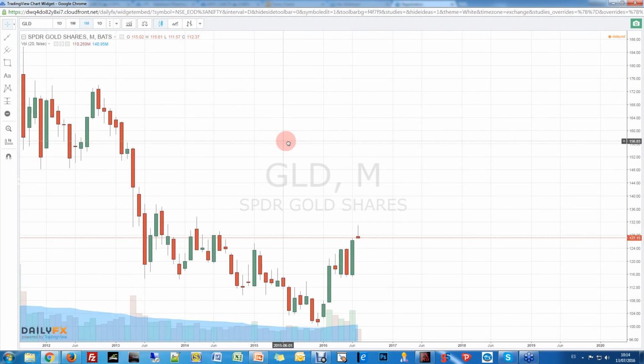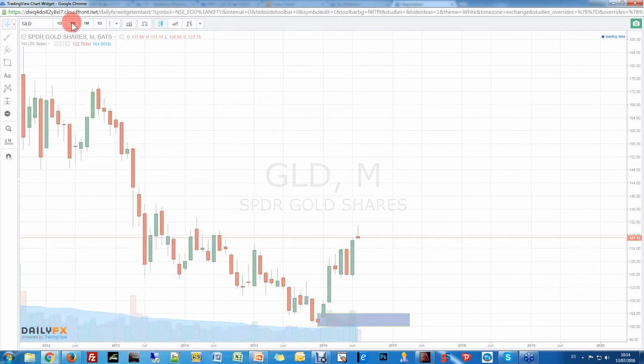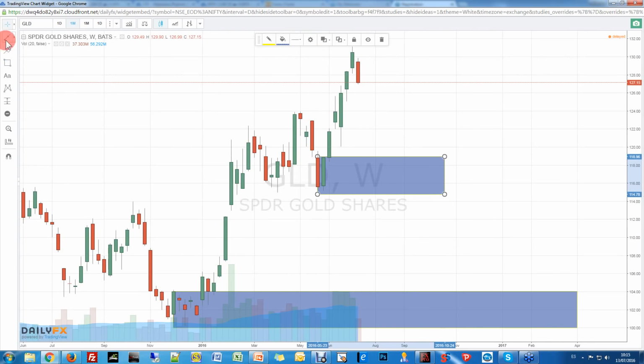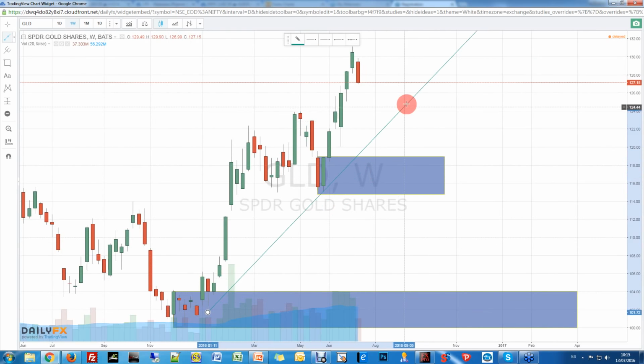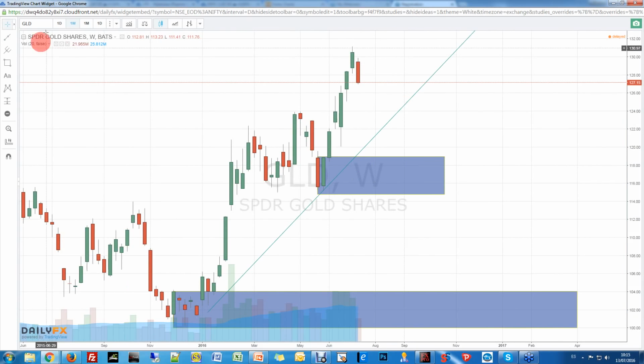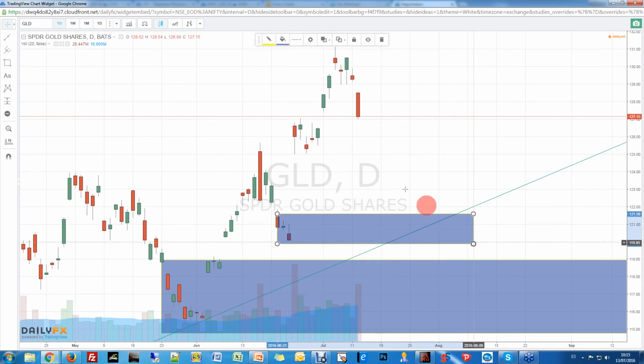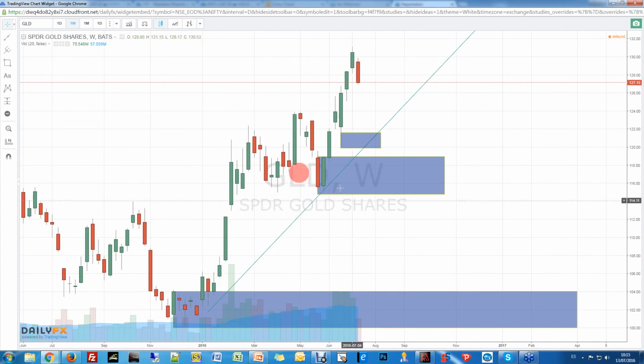Okay, so monthly area of demand, weekly area of demand, uptrend, daily, long. That's what we have. So this is the trade.